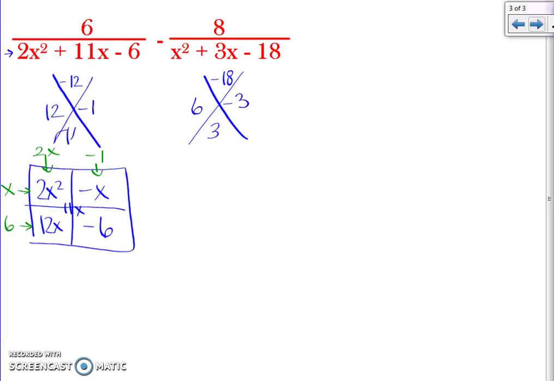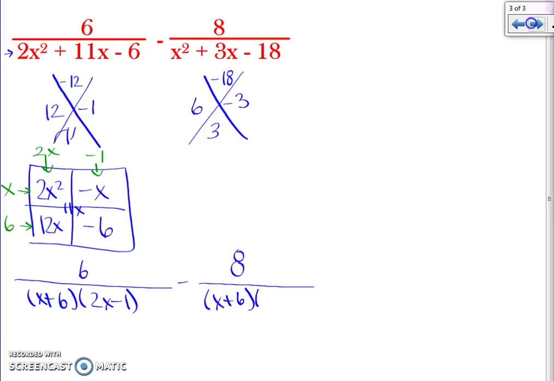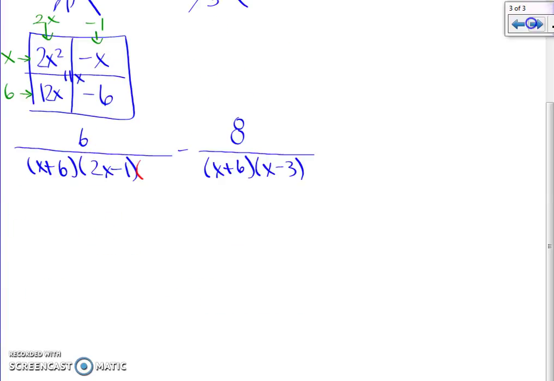All right, so let's rewrite these in the factored form. So on the left here, we've got 6 on top, and then written in green right here, we've got x plus 6, 2x minus 1, minus, and then over here it's 8 on the top, x plus 6, x minus 3. Now I need them to look the same. So we're missing a couple of quantities. We're missing something here, missing something here.